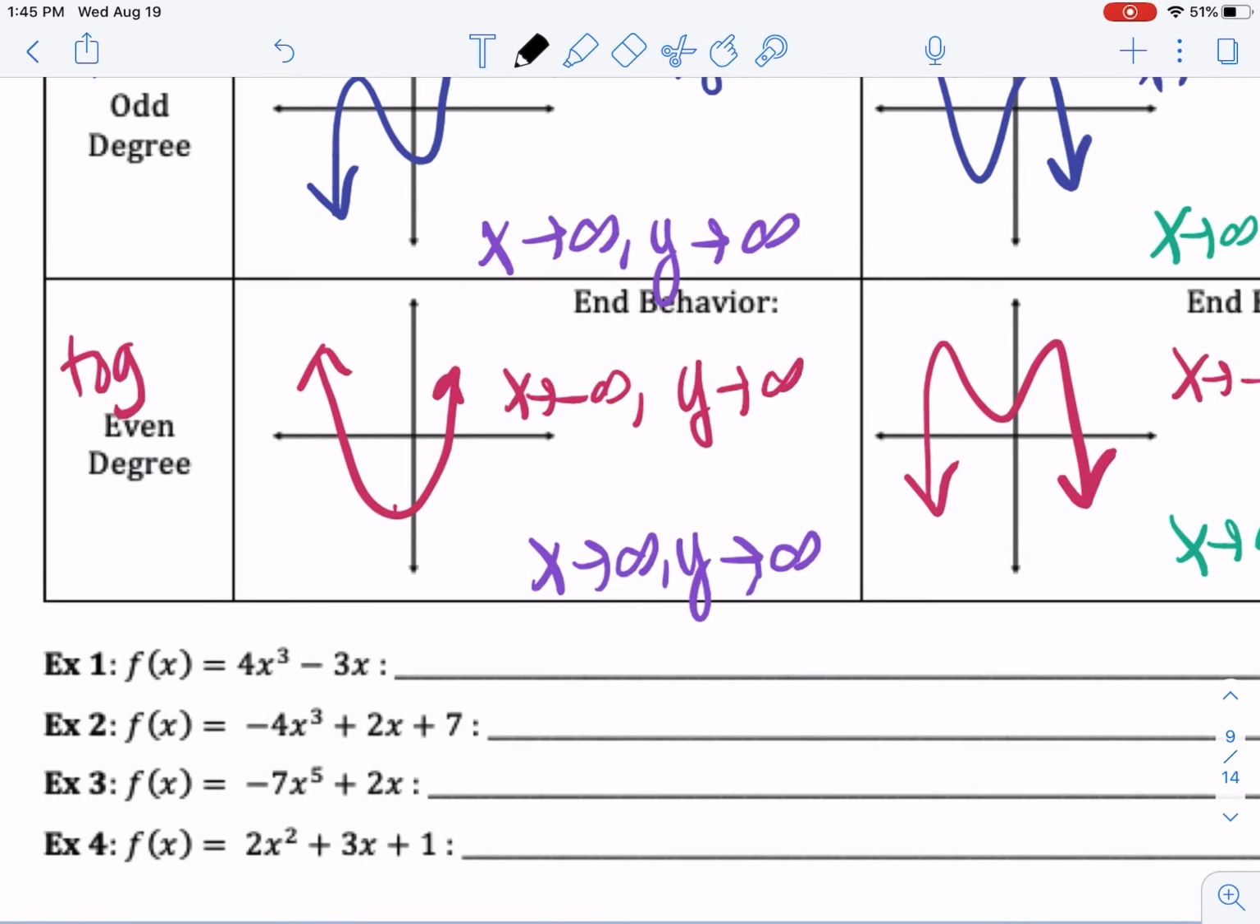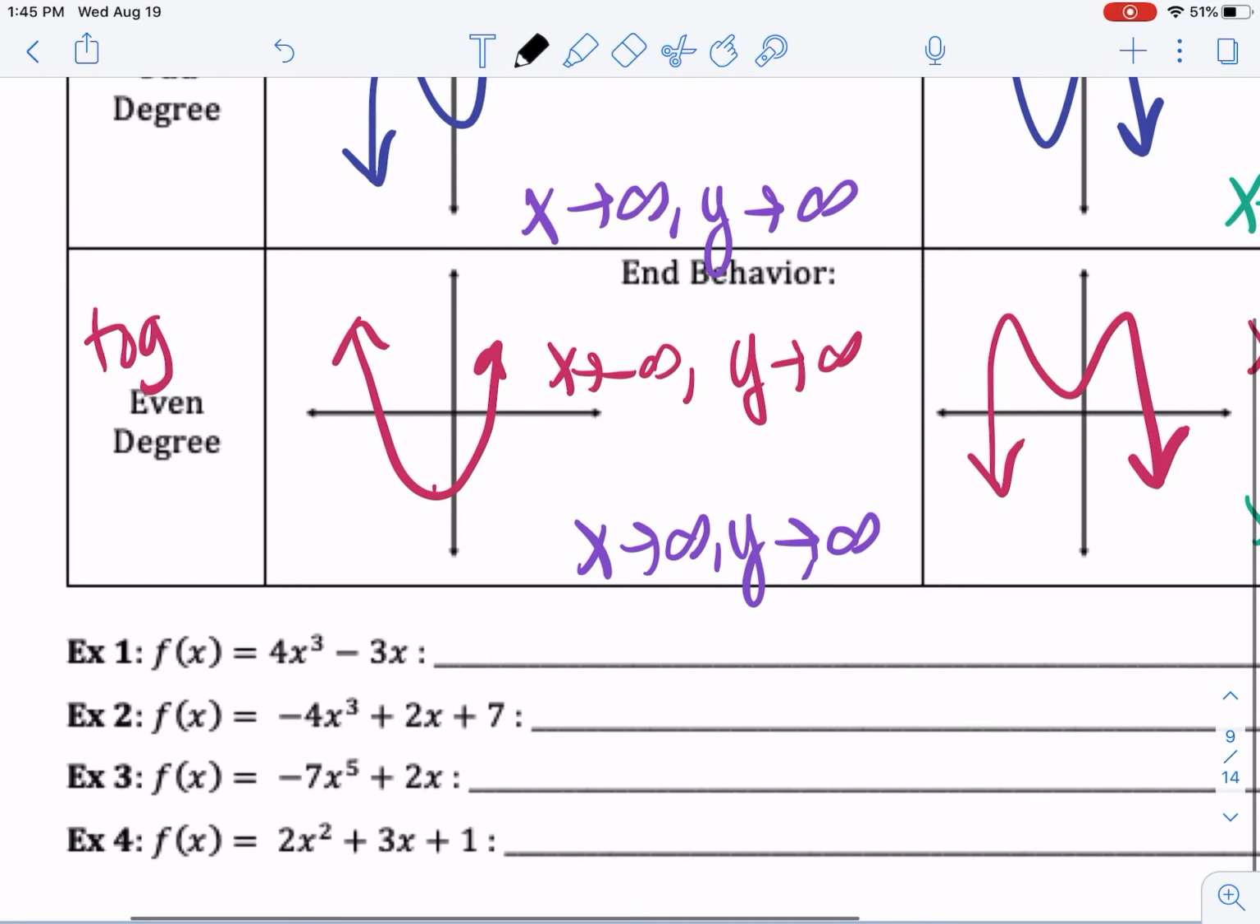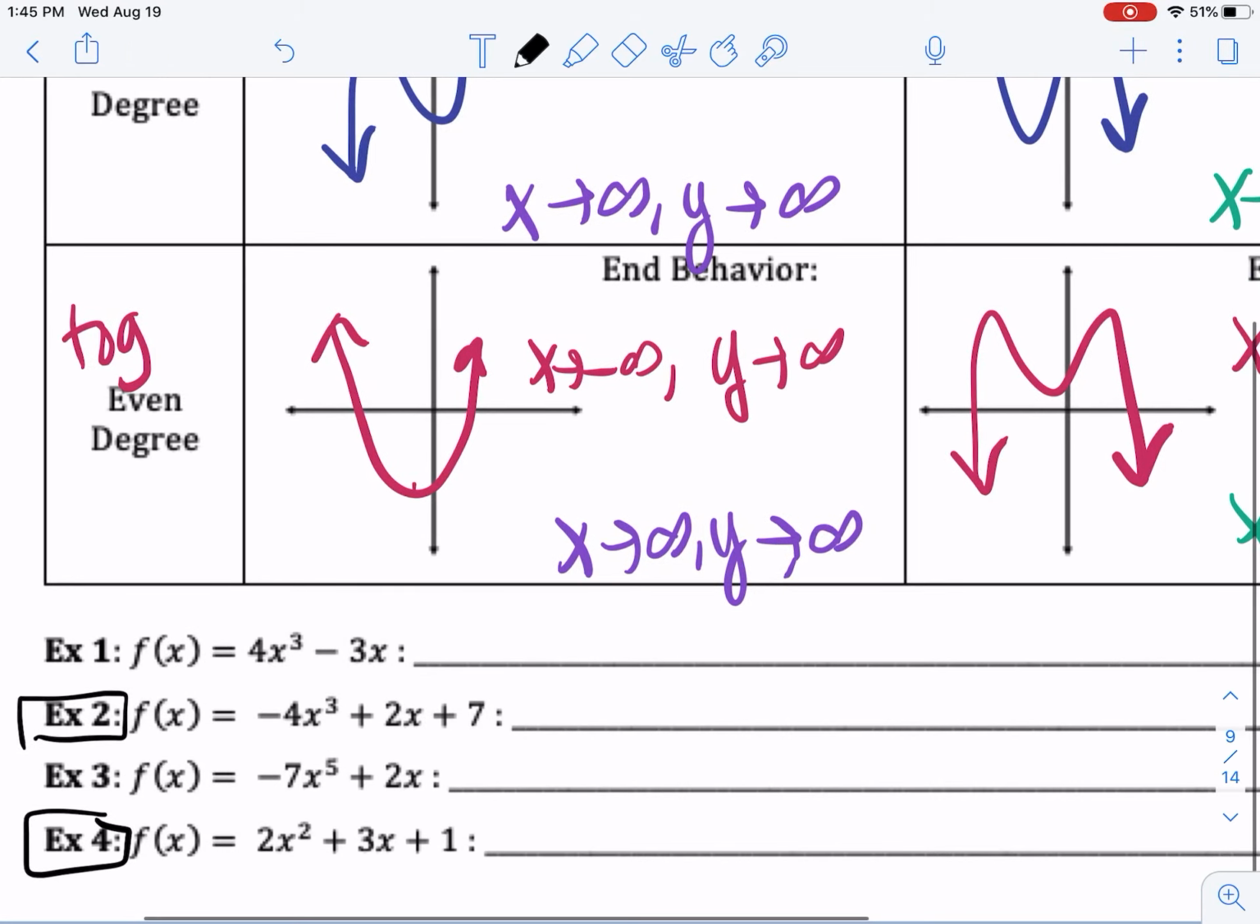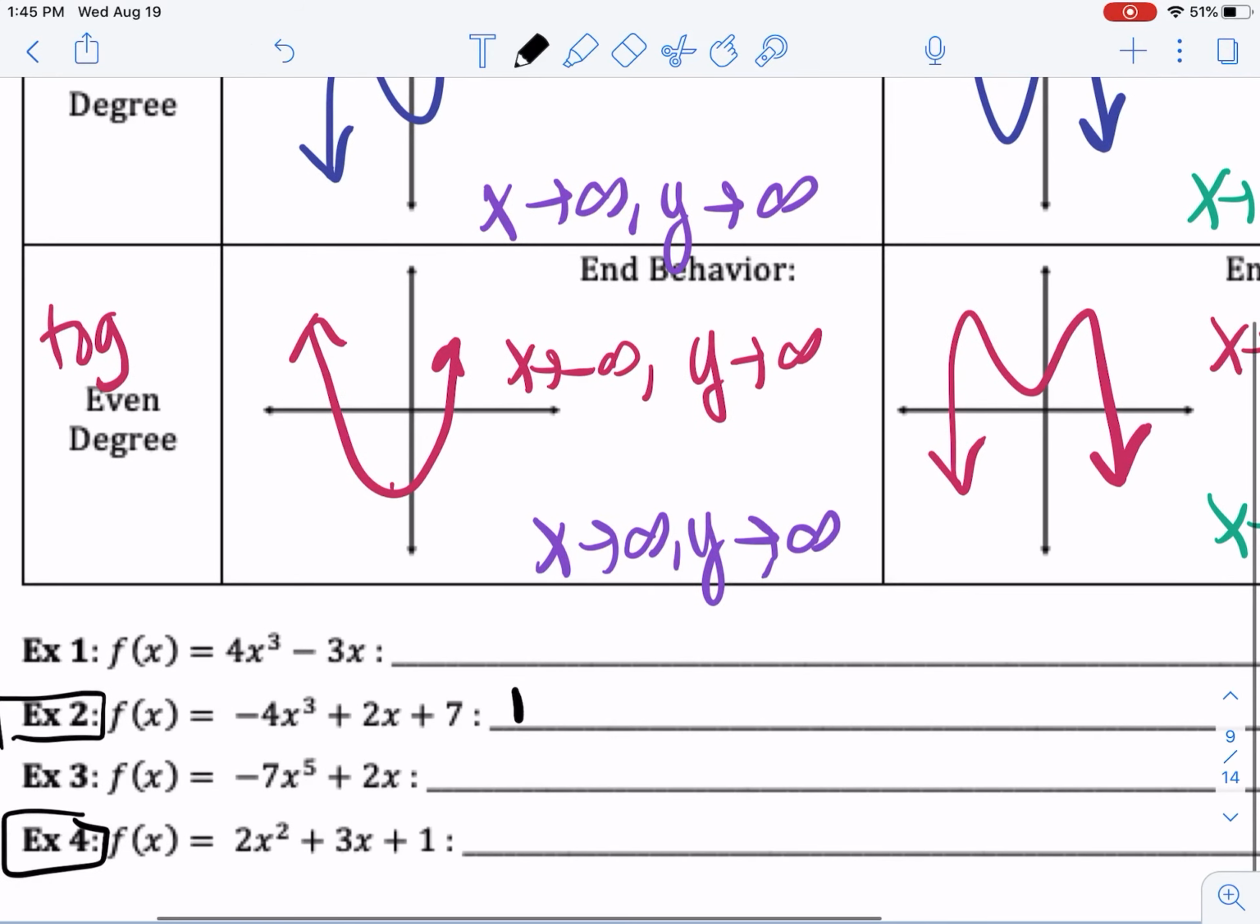We could then do an example of that. I'm going to talk about example 2 and example 4. So the first thing I'm going to do is find your degree and leading coefficient. So here my degree is 3. My leading coefficient is negative 4. So I know I have a negative odd.